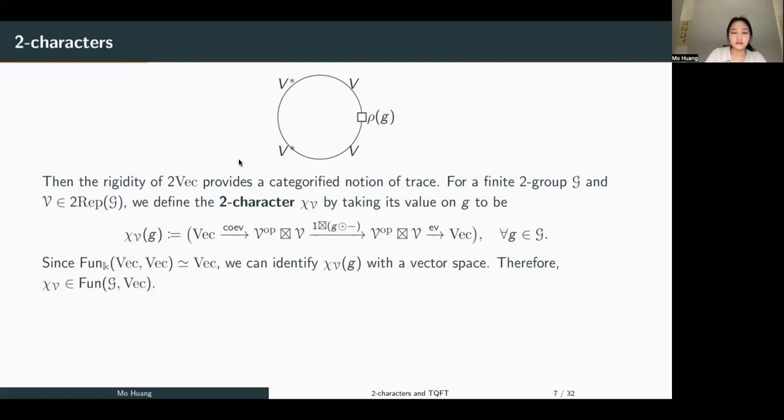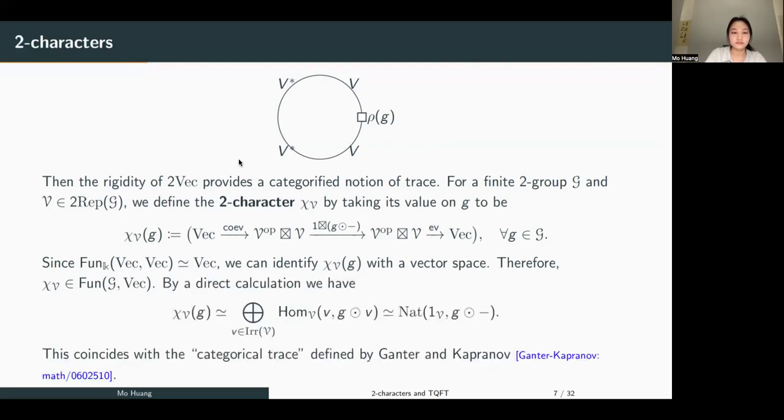And since the k-linear functor category from Vect to itself is equivalent to Vect, we can identify chi V of G with a vector space. Therefore, chi V is a functor from G to Vect. And by a direct calculation, we have this equivalent definition of what is a 2-character for a 2-representation. And this coincides with the categorical trace defined by Ganter and Kapranov.